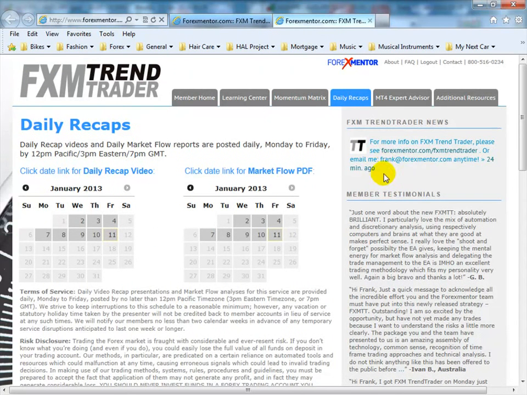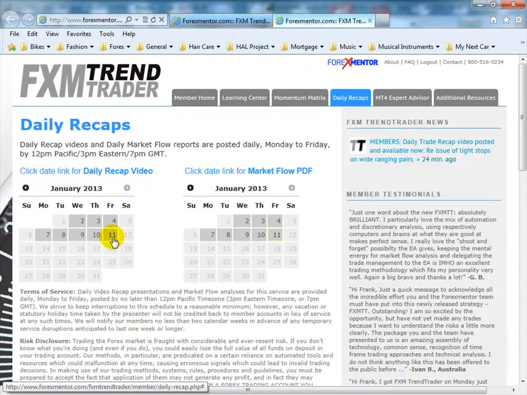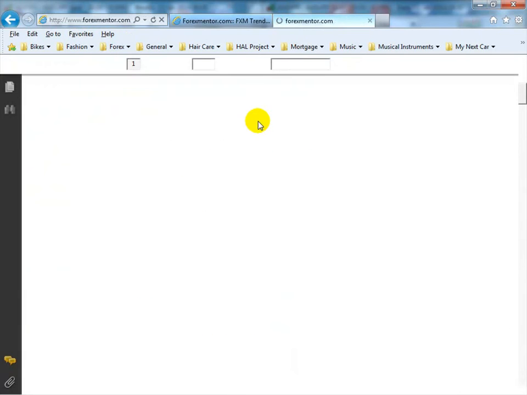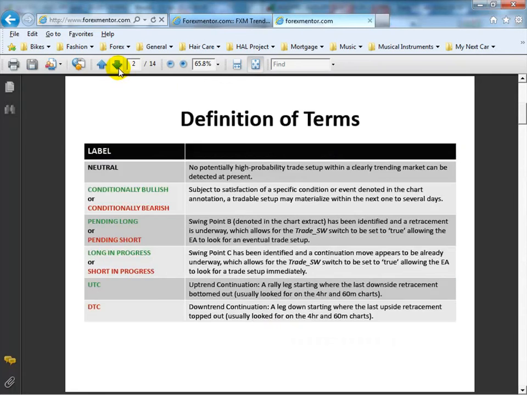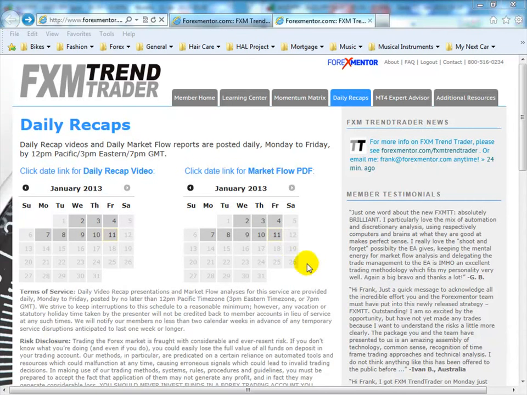We have a daily recaps area, which includes a daily trade recap video, which you can access for any day of the month where they're posted by clicking on this date picker calendar icon, and then we also have a market flow PDF report that looks like this, and we've got chart extracts and annotations for all 12 forex markets that we track in this.